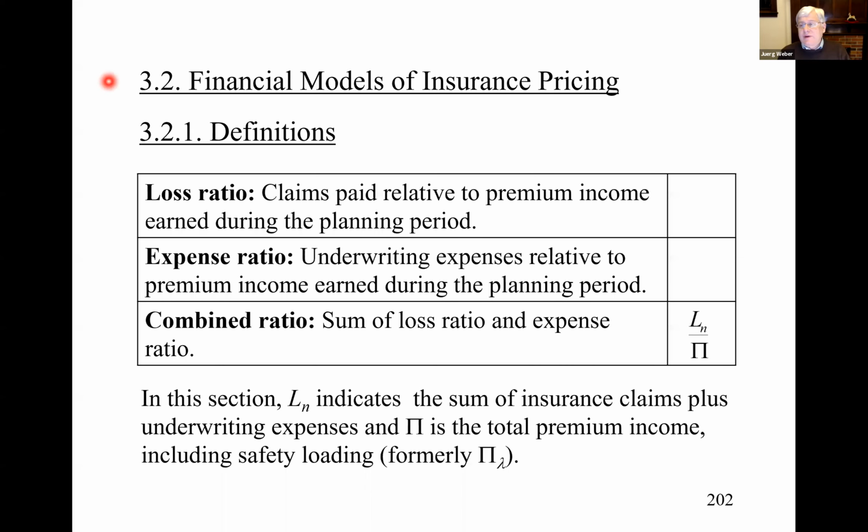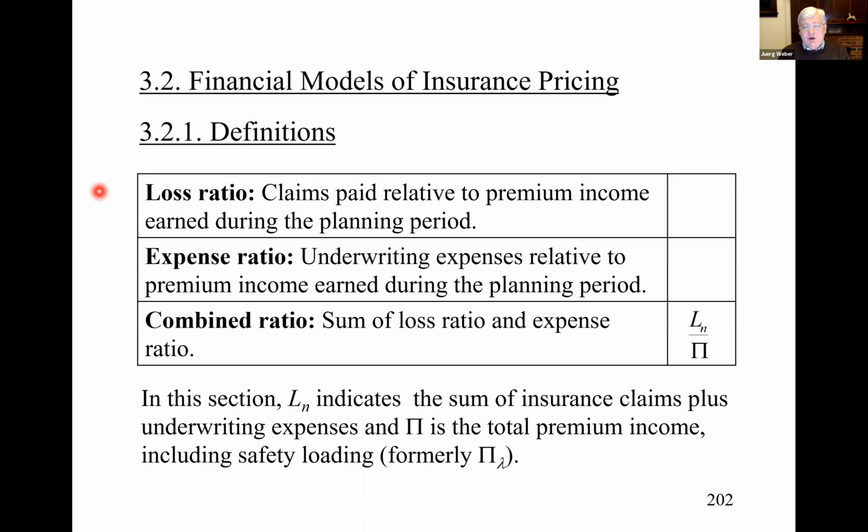Welcome to Lecture 21 on Risk Management and Insurance. We applied ruin theory to insurance pricing, and now we will use financial models. Let's begin with some definitions.